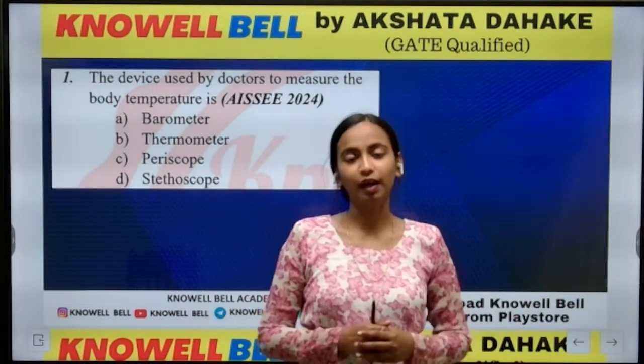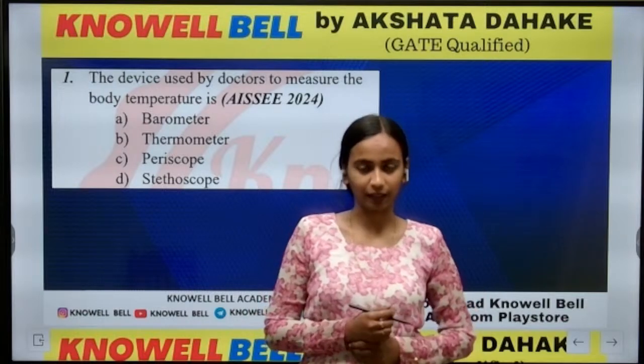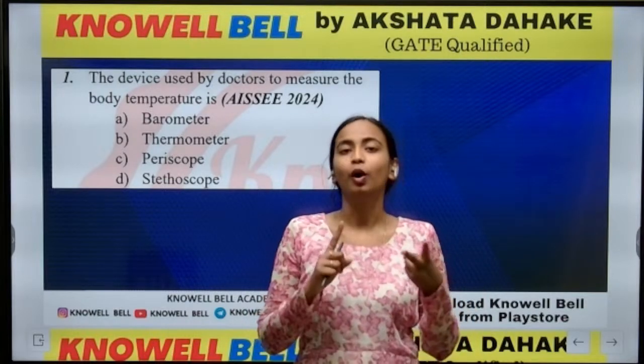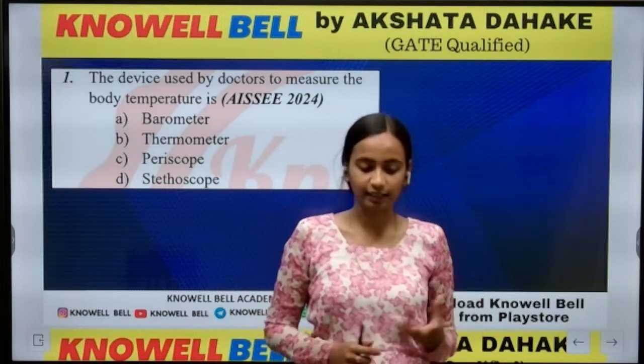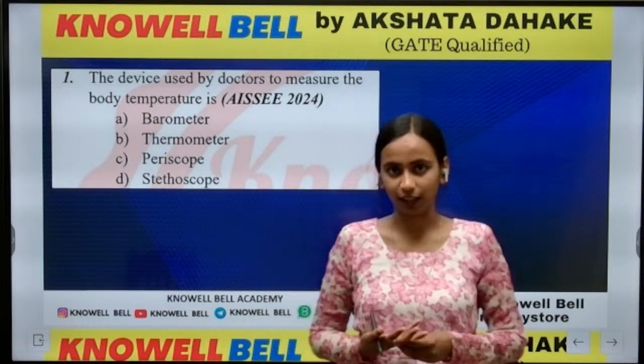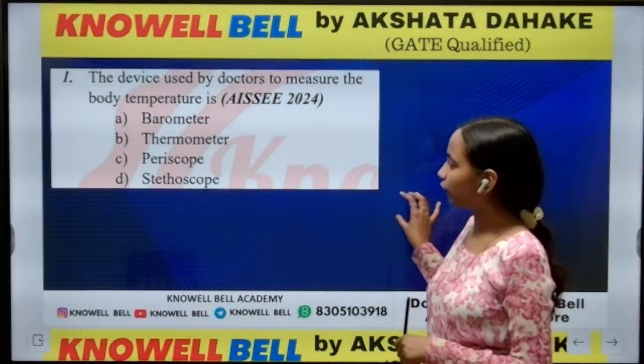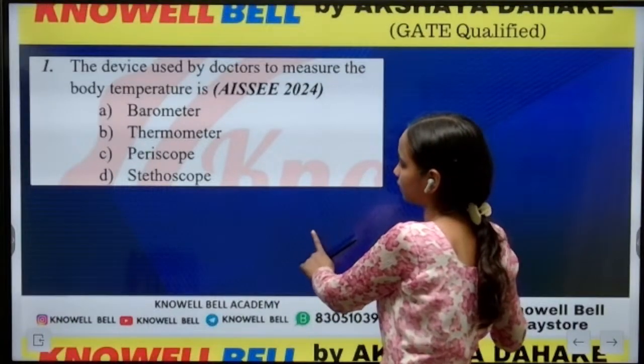Before two sessions, we studied scientific devices. We discussed scientific devices, we learned about their uses, and along with that we also studied some other things. Mainly in today's session, we are going to discuss the questions.